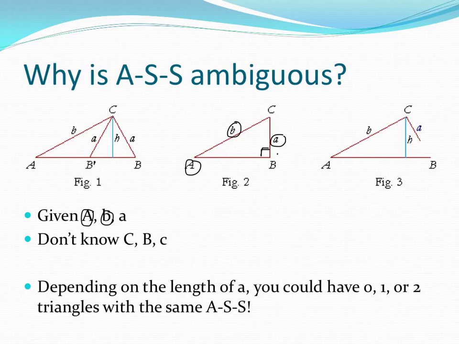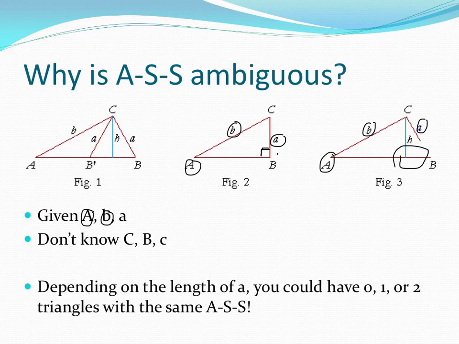However, if A was slightly different, that side would connect differently with the side between points A and B. Look at figure 3. In figure 3, again, same angle A, same side B, but this time the side A that we're given is much shorter. It cannot connect, it cannot reach down to this side to create a triangle. As a result, no triangle could have that combination of angle A, side B, and side A.